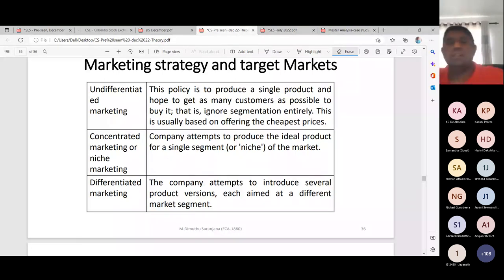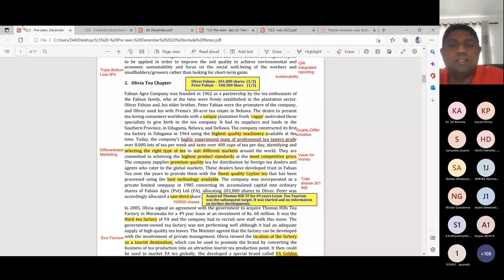So here, they have applied that strategy. What they do is they offer different products to different markets. Differentiated marketing. They are committed to achieving the highest product standard at the most competitive price. See, they are working on the price also, value for money. The company supplies premium quality. So this is a clear indication of a differentiation strategy, premium quality for distribution by foreign tea dealers and agents who cater to the global market.